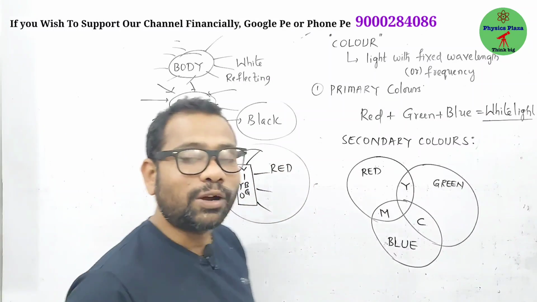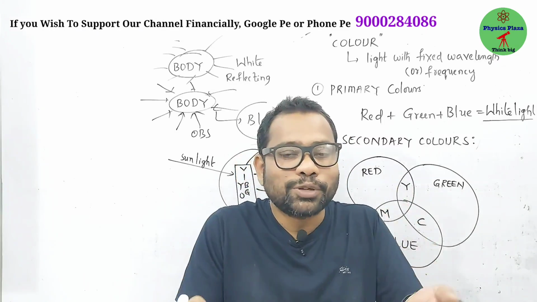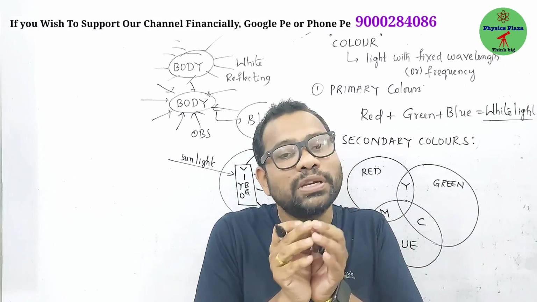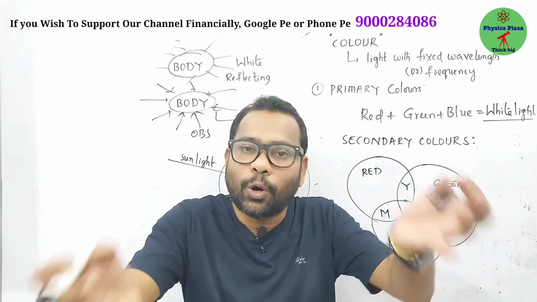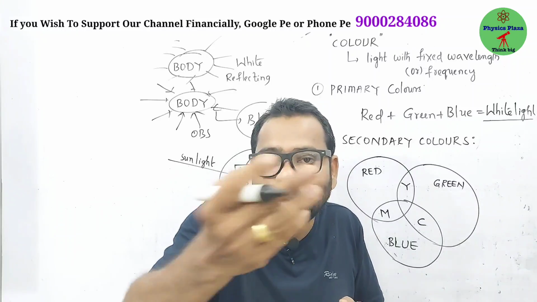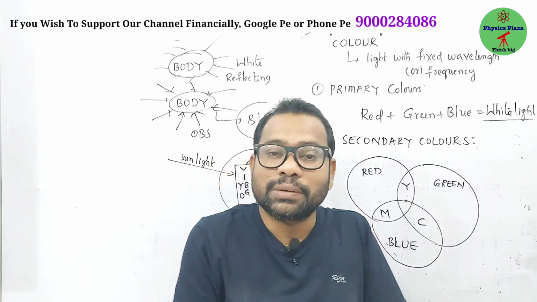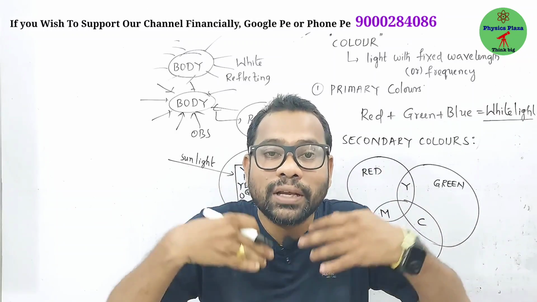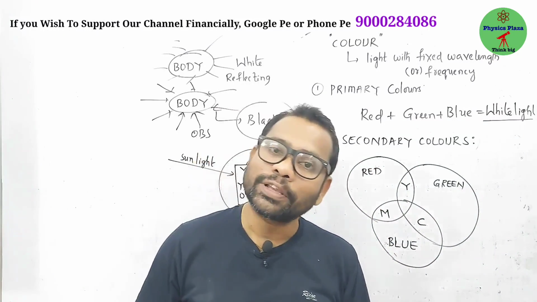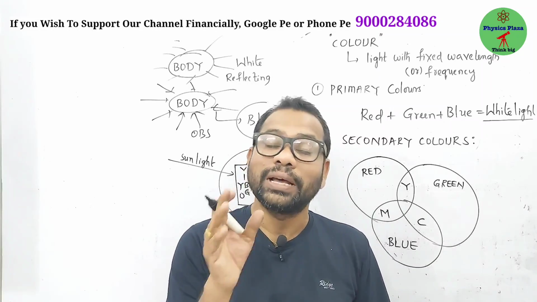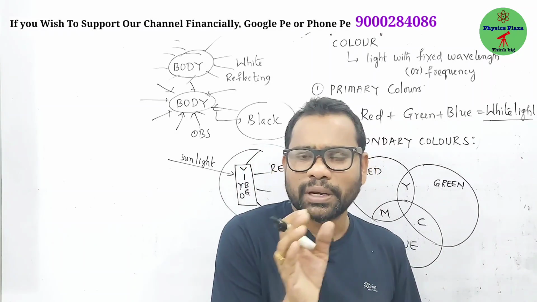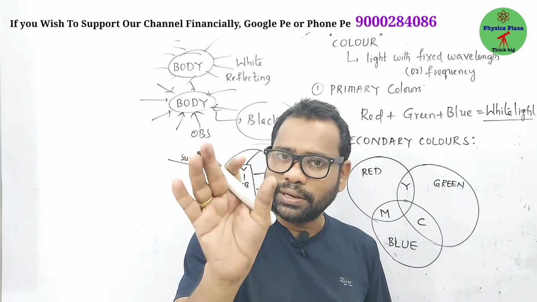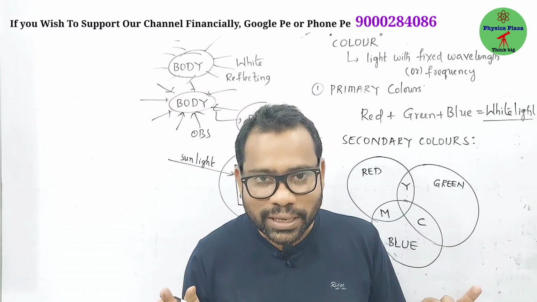Try to understand. If any object is appearing red, it means it absorbs all colors except red. If any object is appearing blue, which means what? That object is absorbing all colors and it reflects blue color. If any object is appearing green, it absorbs all colors and only reflects green color. So this is how body colors appear. If any object is appearing a particular color, that body is absorbing all colors except the color in which it appears. Hope it is clear. Fine.